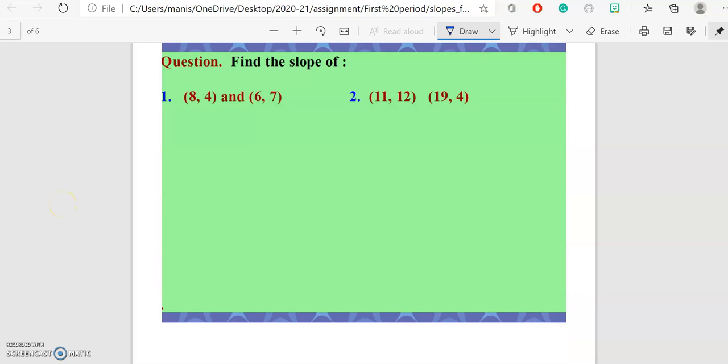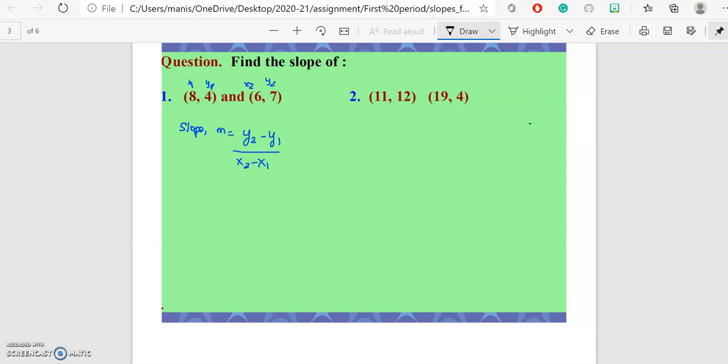Find the slope of (8, 4) and (6, 7). Since we have been given two points, I will write my formula. Slope m is equal to y2 minus y1 over x2 minus x1. After doing this, I have to mark my points. I am taking this point as x1, and whenever you take this as x1, the corresponding point will be y1, and I took this as x2, and this is my y2.